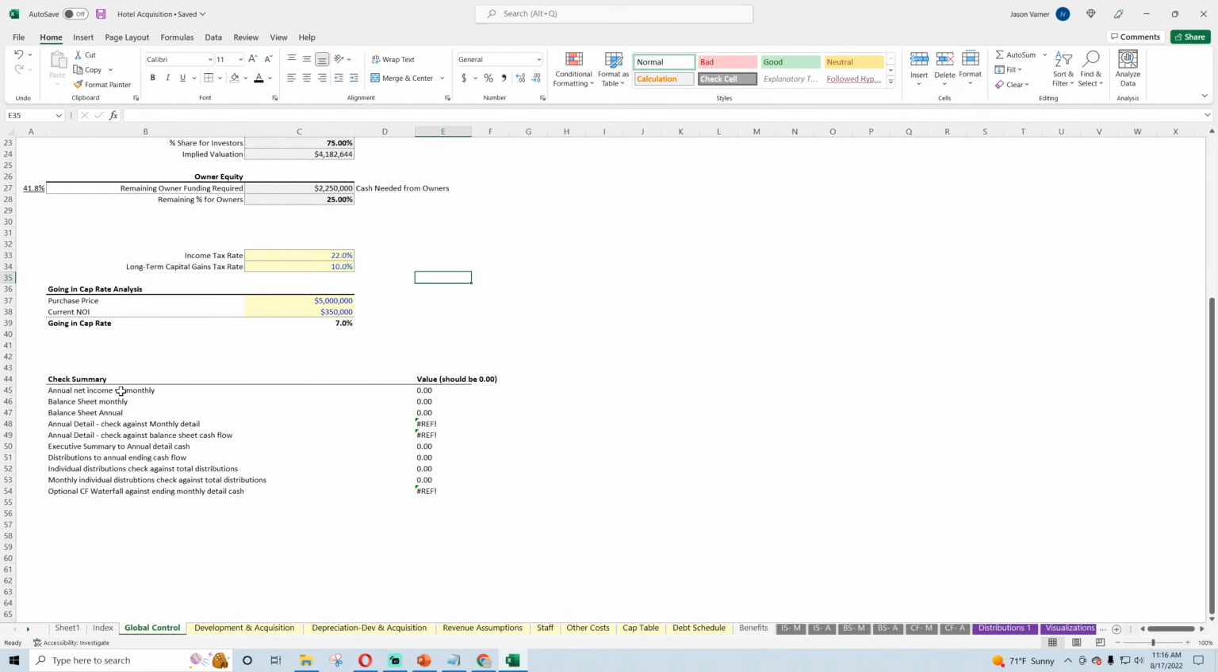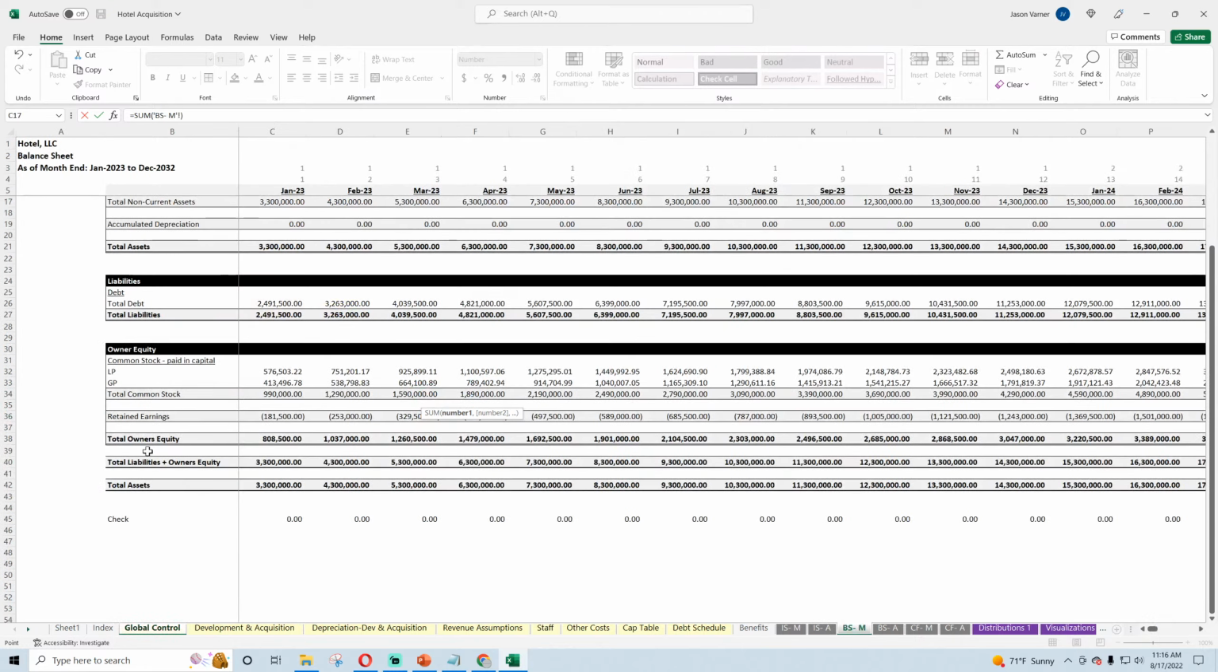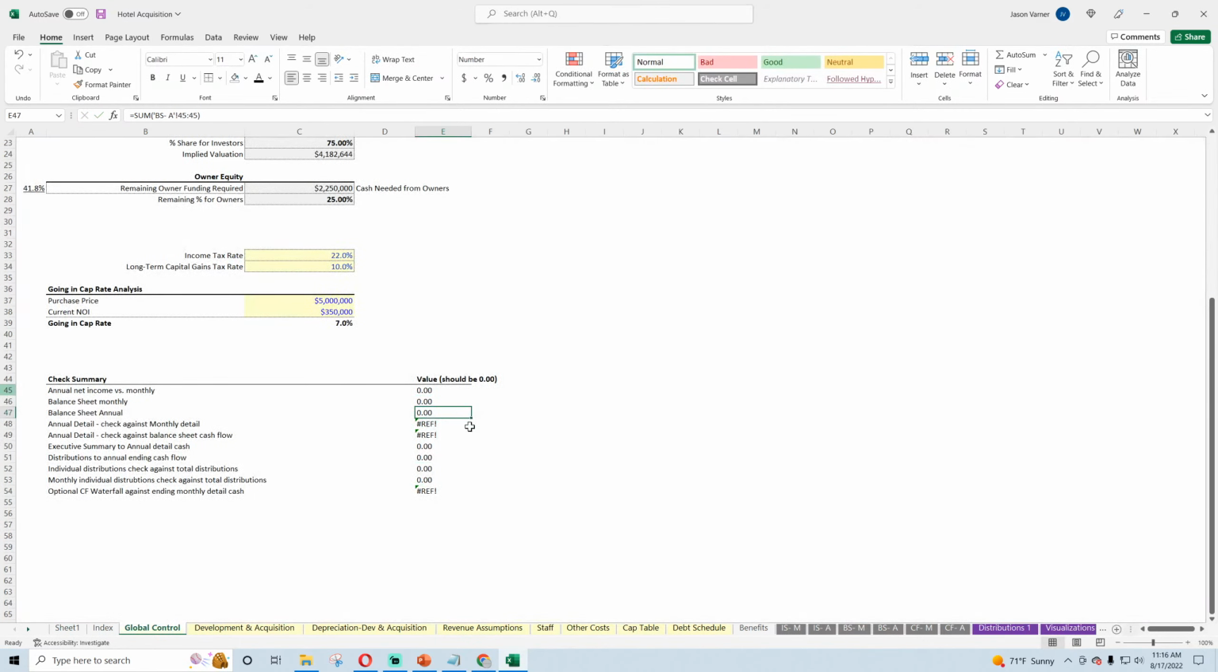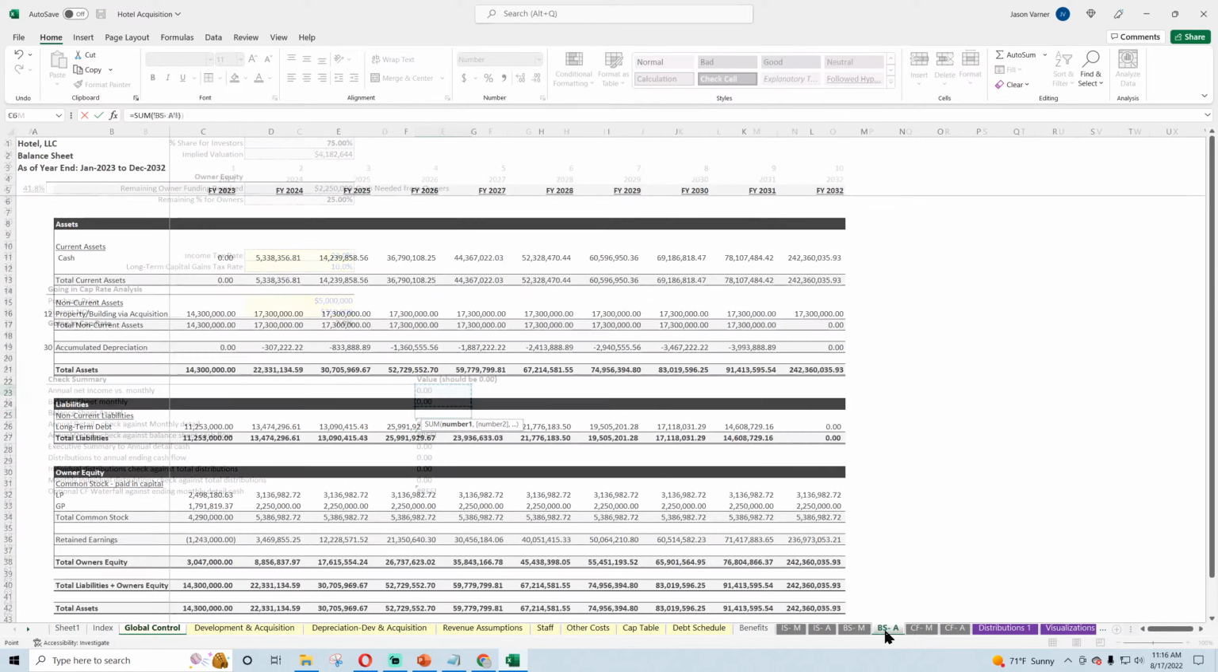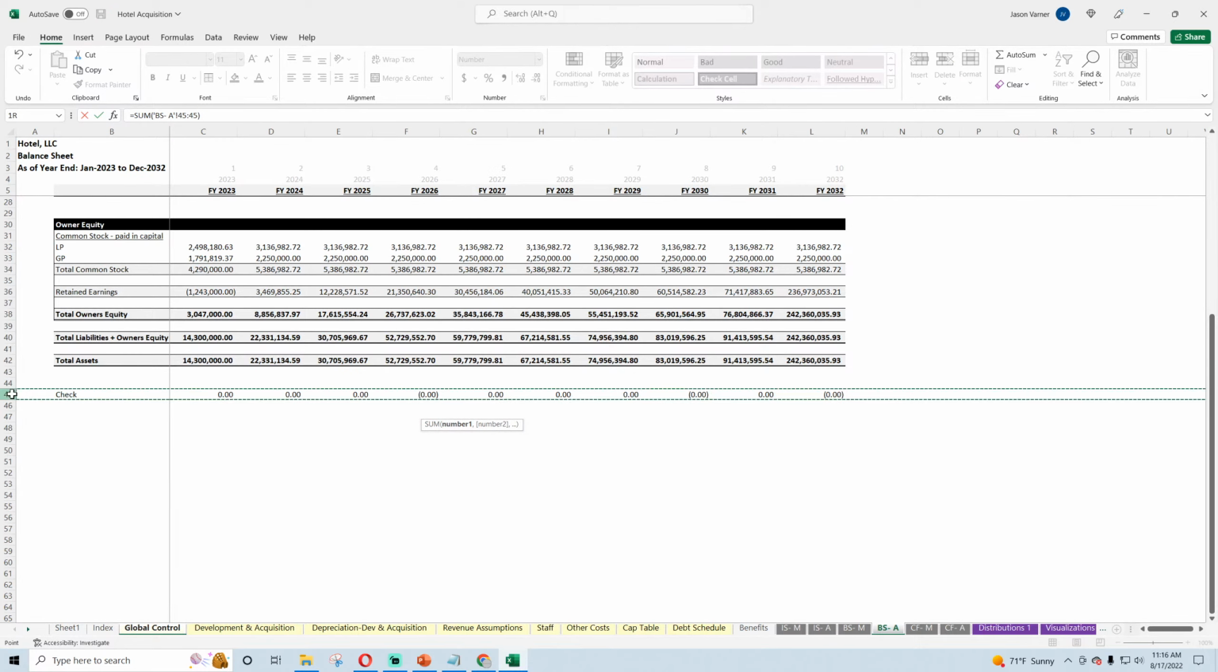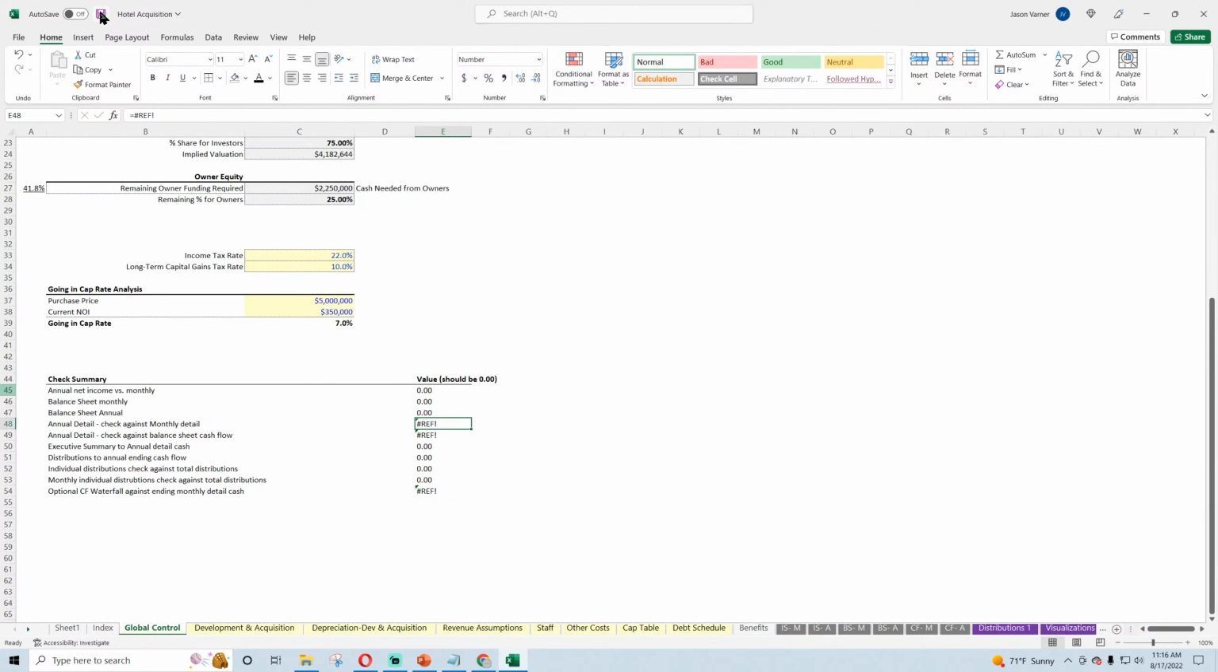Now, let's do our sanity checks. So annual net income versus monthly is going to reference this. Balance sheet monthly is going to be, oh, my phone died. It's okay. This total. Balance sheet annual is going to be this. These should all always be 0.